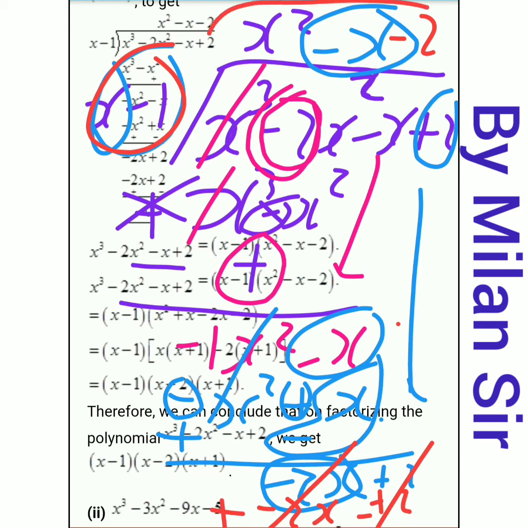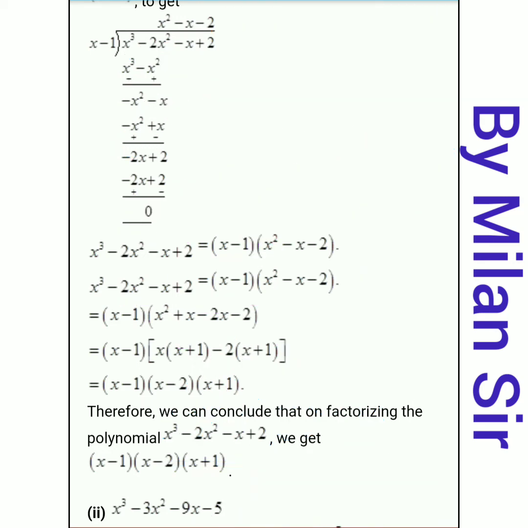So this is your answer of division, x square minus x minus 2. If you want to understand this method properly, that means division of polynomial by polynomial, then just check my standard 10 video, standard 10 chapter 2. In that I fully explain this division process, how we can divide a polynomial by a polynomial. So here the answer is x square minus x minus 2.